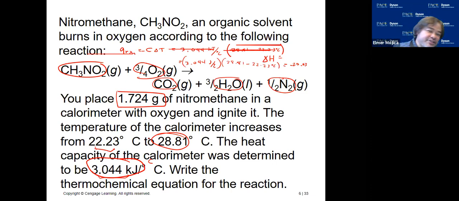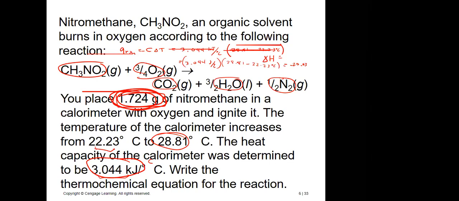Now, what does this tell us? Where does that 20.03 kilojoules come from? Because that was measured by the calorimeter. Now, the question is, where did it come from? Anyone? It came from this one. Make sense? The 20.03 kilojoules was released by 1.724 grams of nitromethane. Make sense?